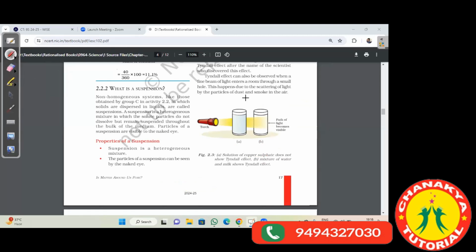So different examples of colloidal solutions you can consider are soap solution, detergent solution, and milk. Soap and detergent solutions, we have milk, which is a colloid. Then we have starch solution.